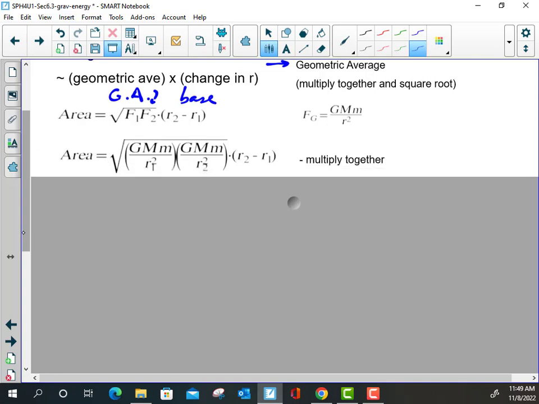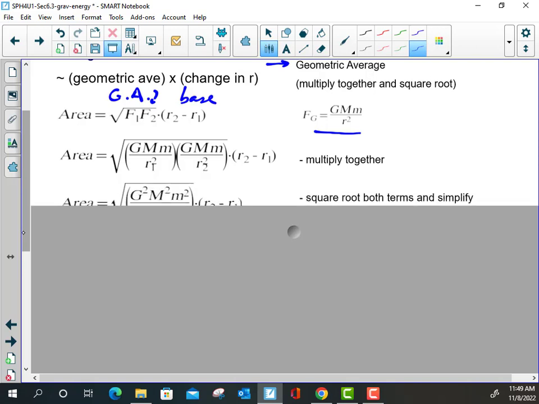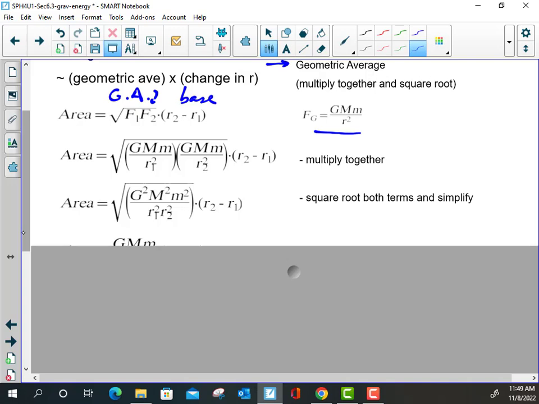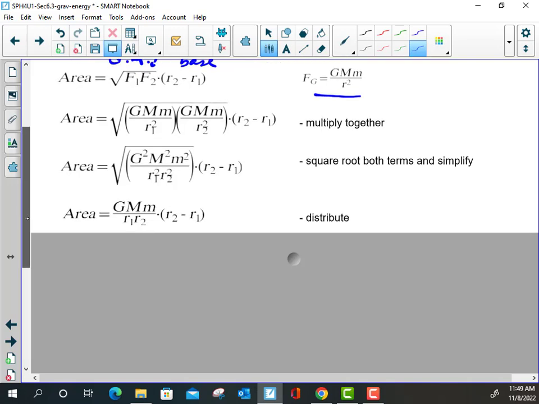And so if we replace the forces with our gravitational force calculation involving the masses and the constant gravitational constant, it starts to look like this. It starts to get a little busy fairly quickly. Okay, so we're going to multiply those together, get a bunch of squared terms, and now because everything is squared underneath the square root sign, when you actually square root it, you just bring it back down to this size.